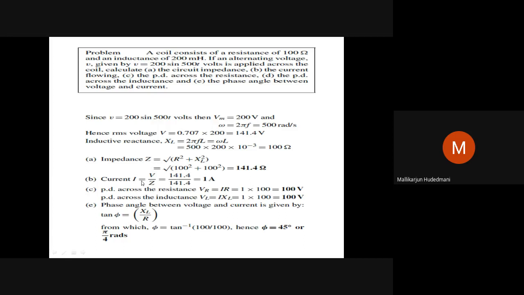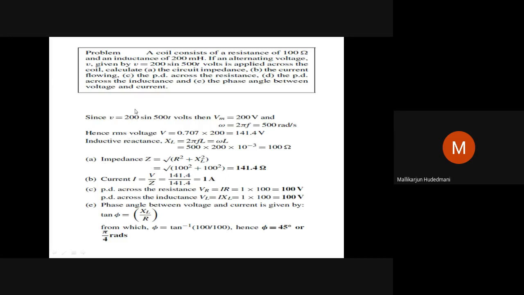Then what is the current here? Using Ohm's law, V by Z. V is 141.4. You should be very careful. You are not supposed to use the peak value of 200. Peak value is Vm. But when you want to compute the RMS current, you have to use the RMS voltage. RMS voltage 141.4 divided by Z, 141.4, it gives me 1.